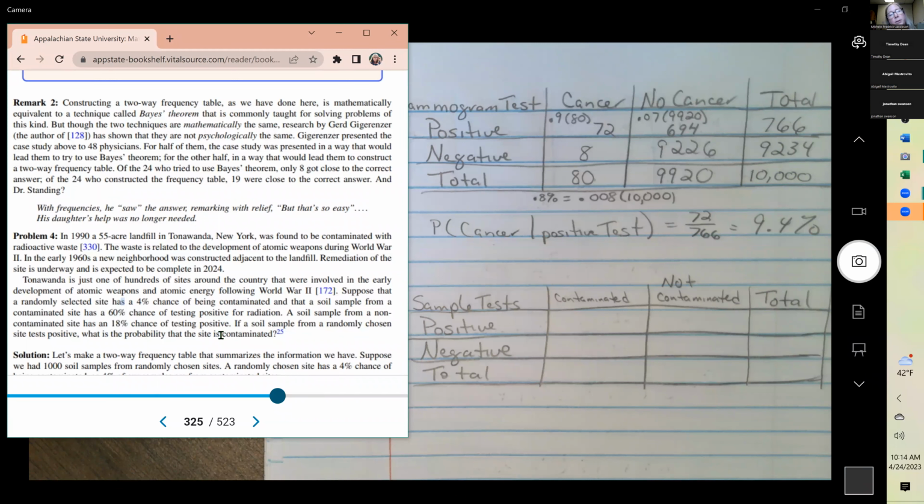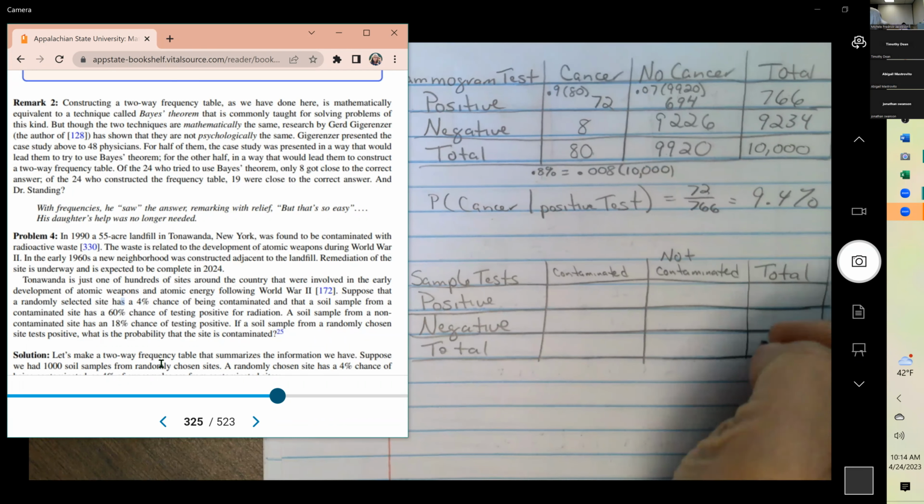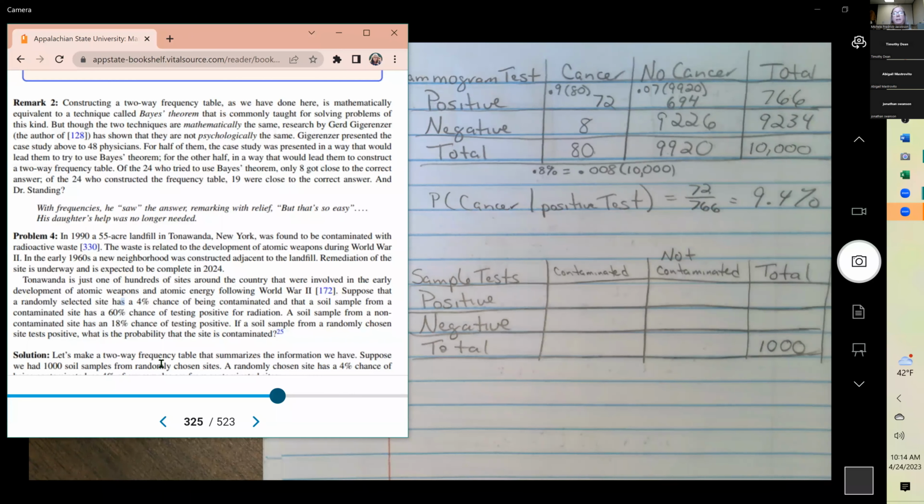So again, we need to know how many samples they're going to take. In this example, they took 1,000 samples. So we'll go with 1,000. That way, if you want to look through the book at the question, you can. So we're starting with 1,000 samples.